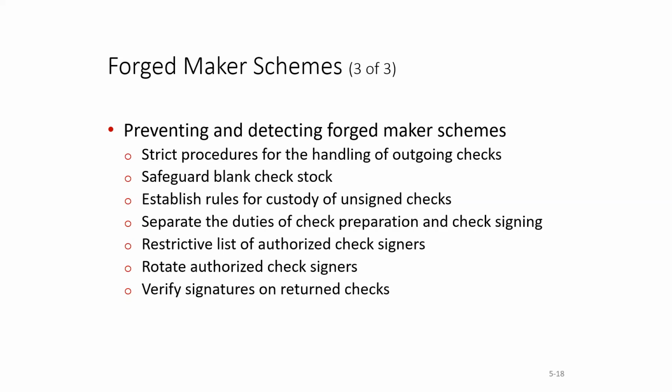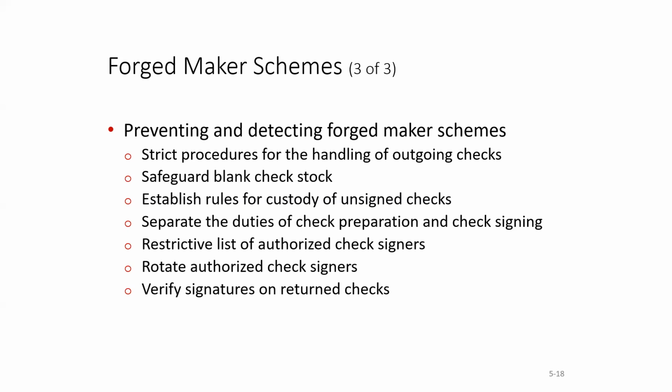And then lastly, relating to these forged maker schemes, how can we prevent or detect it? I'm going to sound like a broken record. Having good internal controls. In this case, we want to safeguard those blank checks, make sure that only the people who are responsible for preparing those checks have custody of those checks. We're going to want to separate the duties of who's preparing those checks and who's signing those checks. Those are some things that we would like to do.